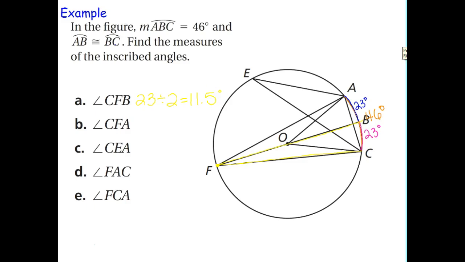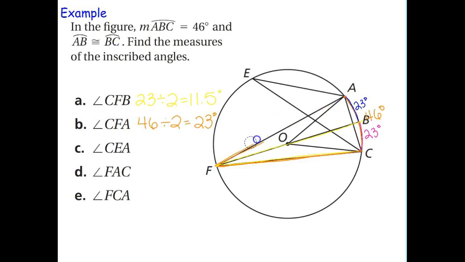CFA starts at C, goes to F, and then back up to A. So it's this whole angle right here, and it's this arc that goes from A to C. We know that the arc from A to C is 46 degrees. So all we have to do is divide that by 2, and that tells us the measure of angle CFA. So CFA is 23 degrees.